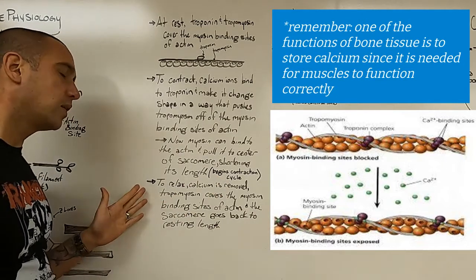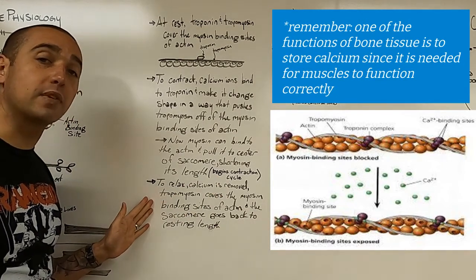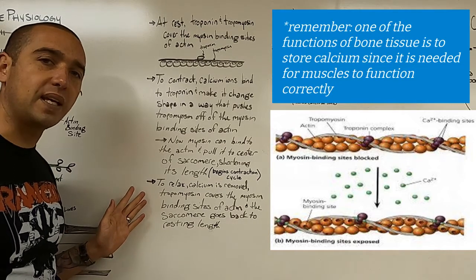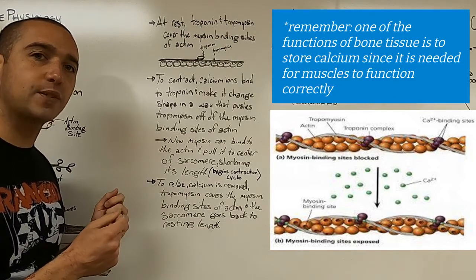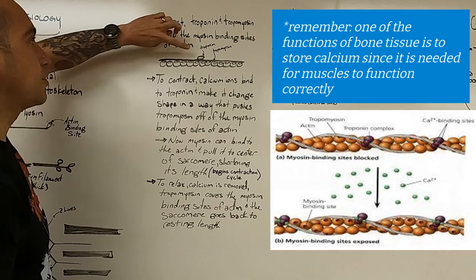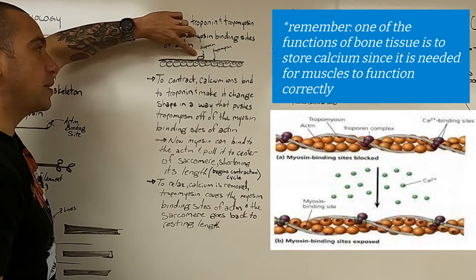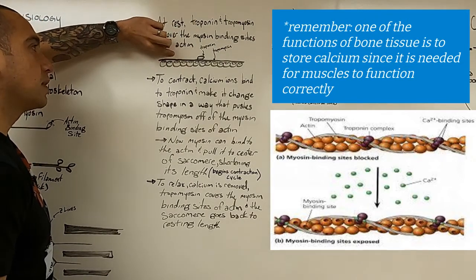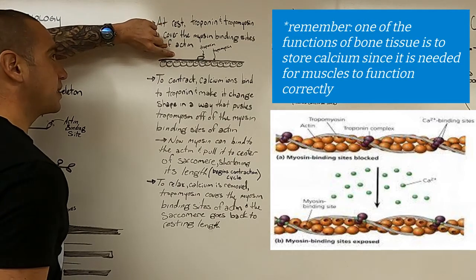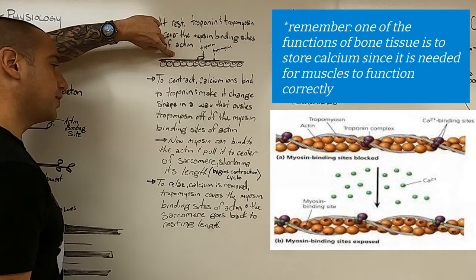When that muscle fiber needs to relax again, the calcium is removed from that space, the troponin changes back to its original shape. The tropomyosin covers the binding sites on the actin, so the myosin can no longer grab onto it.